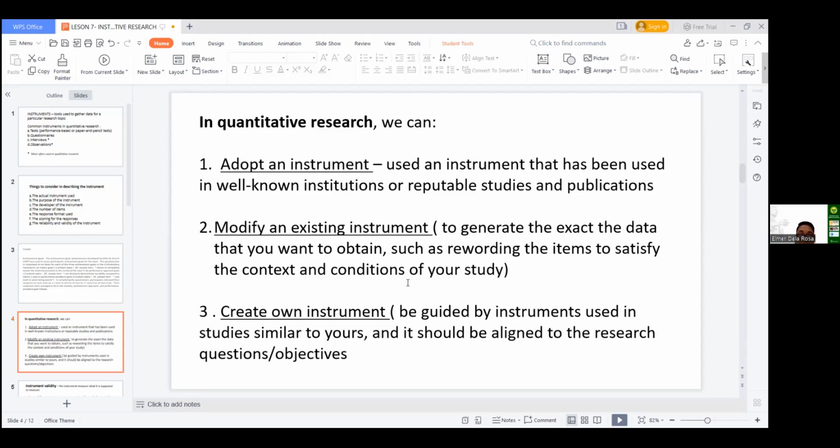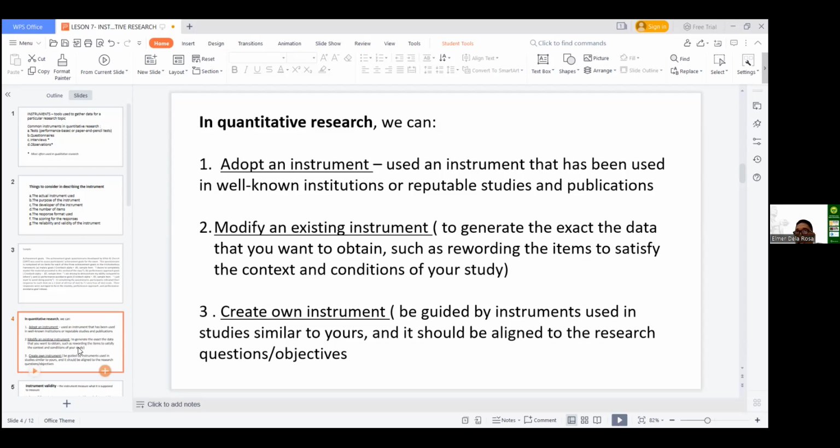But in cases that there is no instrument to be used, you can be asked to create one and then do content validation by experts and then do some construct validation by pre-testing your instrument to students before you do it to your actual students. Okay, so adapt, modify, or create your own instrument, whether it is a questionnaire, whether it is a test, interview protocols, or observation checklist. Okay?